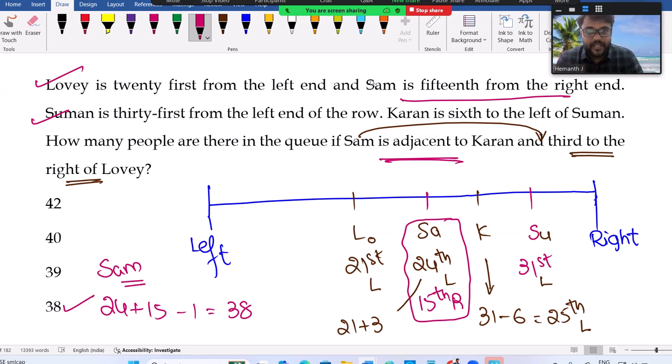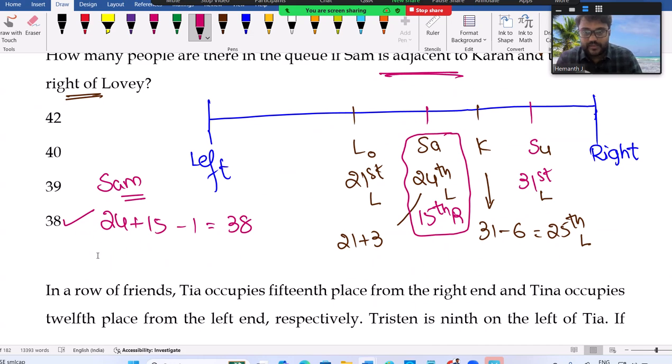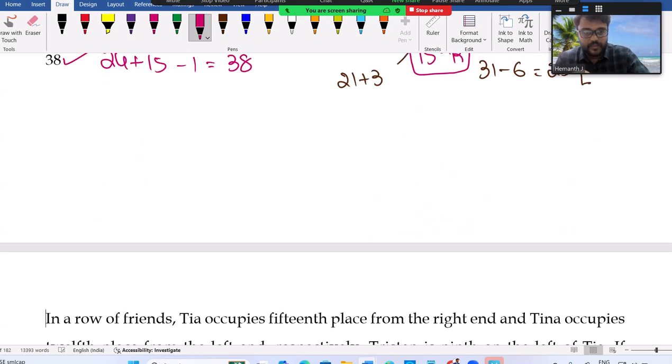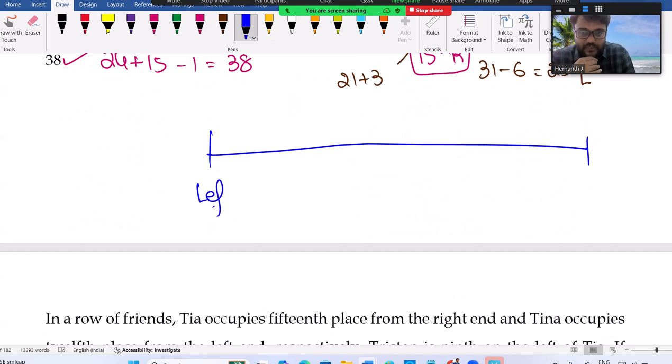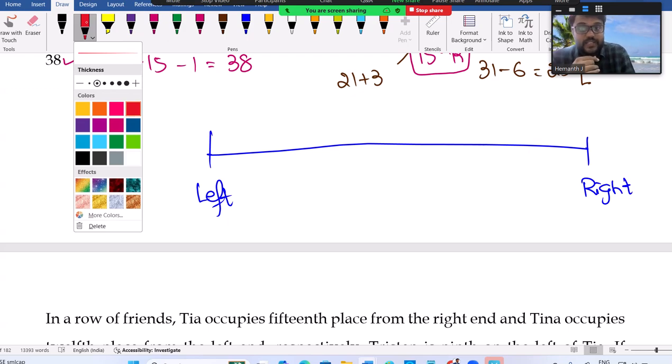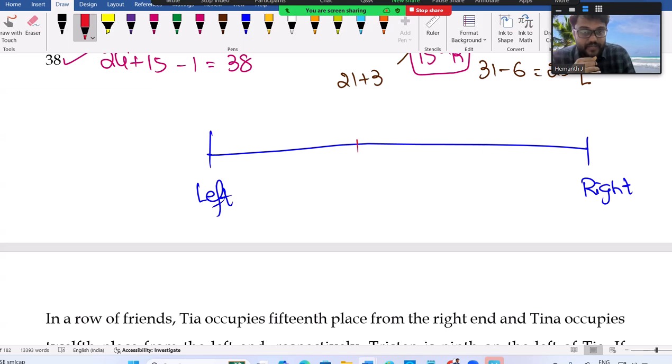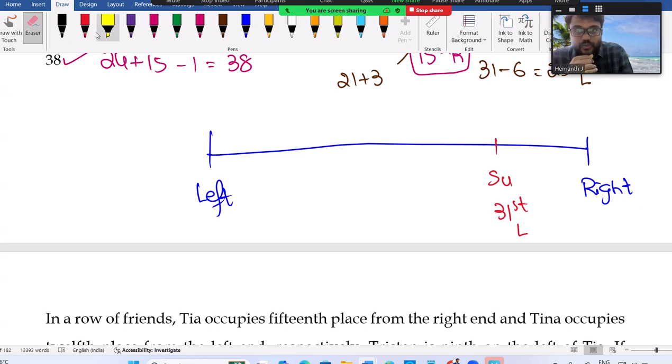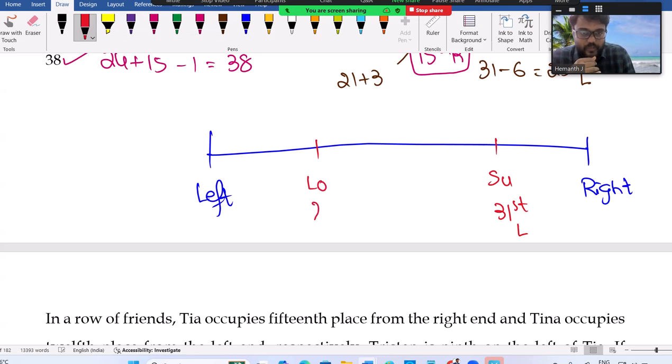I repeat what is happening in the question once again. Okay, so you just focus on this data. I'm repeating what we discussed so far, left hand and right hand. I have data in the question. Louis is 21st from left hand. Suman is 31st from left hand. L means from left hand. Louis is 21st from left hand. And there is one statement.